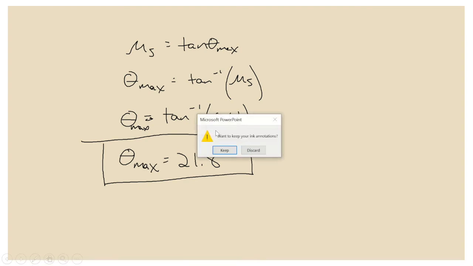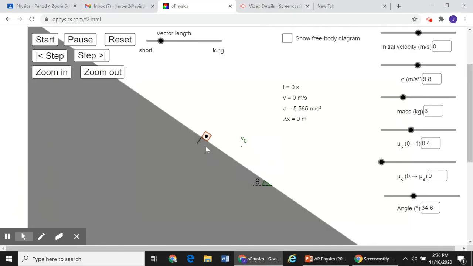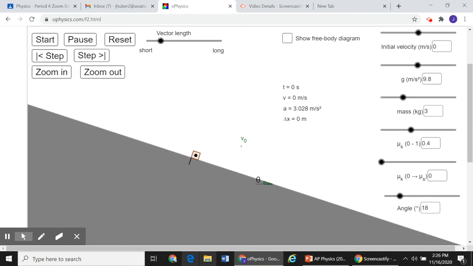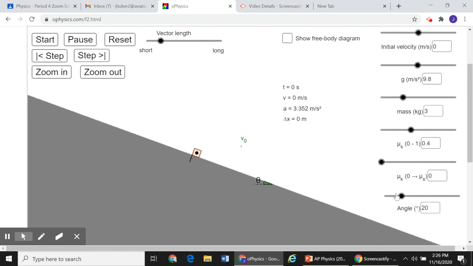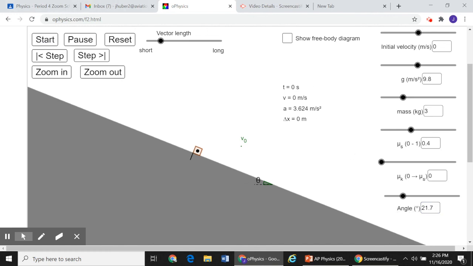Essentially, the way we should interpret this equation is that for all angles below 21.8 degrees, the object doesn't move. When we get to 20 degrees, the object doesn't move. When we get to 21 degrees, it doesn't move. When we get to 21.7 degrees, the object doesn't move. But when we go past 21.8 degrees, the object moves. Notice it moves with a fairly small acceleration at 21.9 degrees, but it moves.